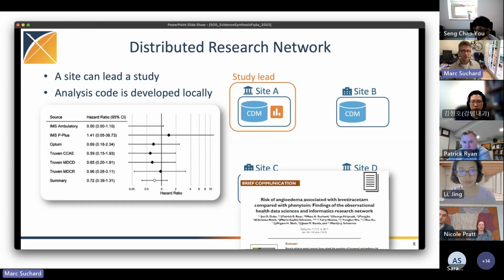This principle across a distributed research network was, as far as I know, first demonstrated in this paper that I've listed here. Lead author was John, looking at the risk of angioedema associated with several different treatments for seizure prevention. And we were very happy to celebrate that we brought together data from 6 different heterogeneous data sources to construct a single meta-analytic summary estimate.